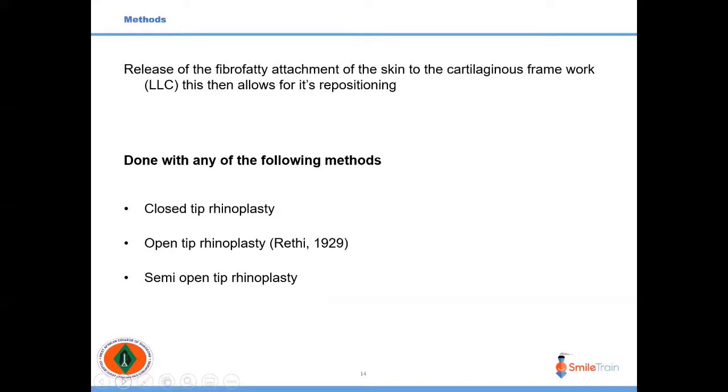Now, this is achieved by releasing the fibrous attachments, which is also described as the fibrofatty attachment between the skin and the cartilage, which allows you to reposition the cartilage into its anatomical or normal position.